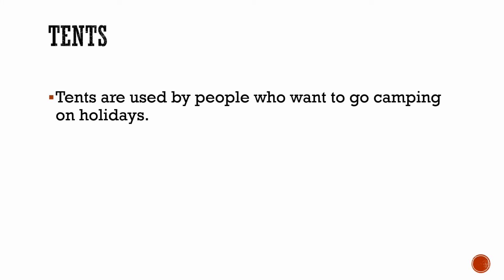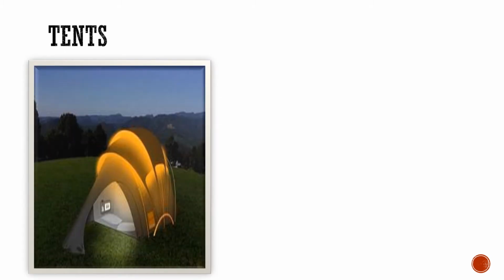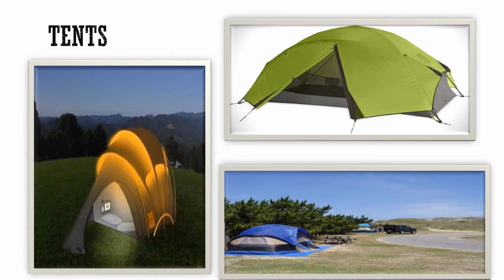Children, now let us learn some of the temporary houses one by one. The first one is tents. Tents are used by people who want to go camping on holidays. They are made of waterproof materials like canvas cloth or nylon. Children, now let us see some of the pictures of tents. These can be built on a temporary basis and then after the use we can fold and keep them away.